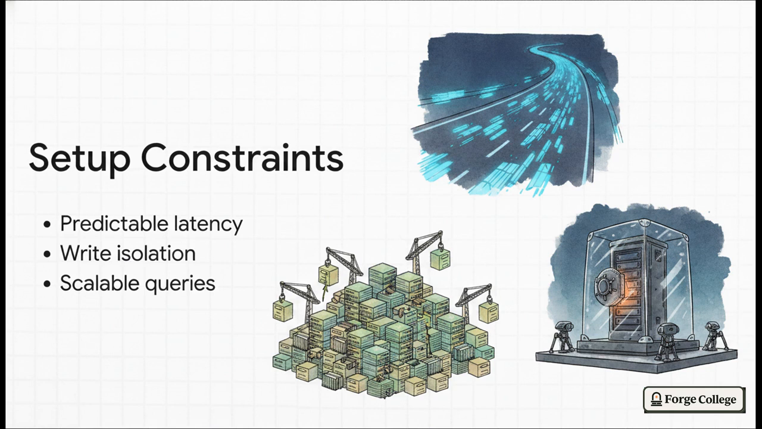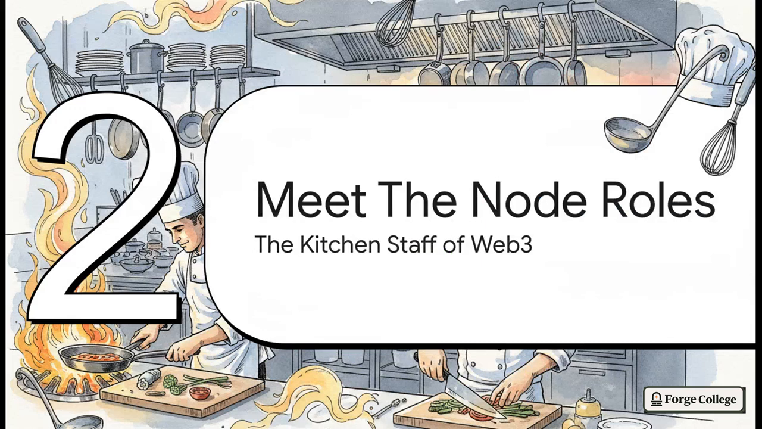We need strong isolation for our write endpoints so heavy reads don't block our transactions, and we need the ability to independently scale indexer back-end queries. Because, let's face it, looking up a 5-year-old transaction takes a heck of a lot more horsepower than just checking a current balance. Moving on to part 2, let's meet the node roles, or as I like to call them, the kitchen staff of Web3.